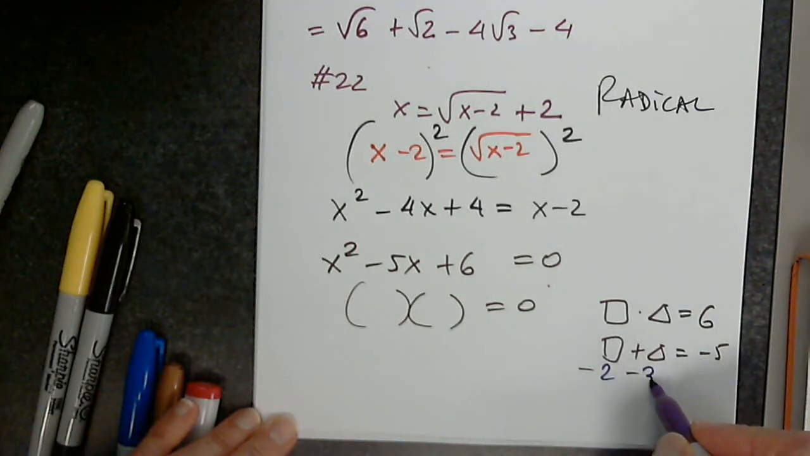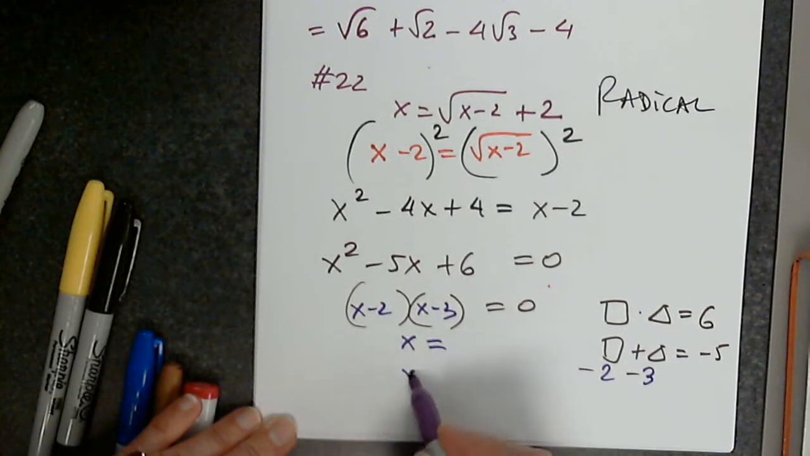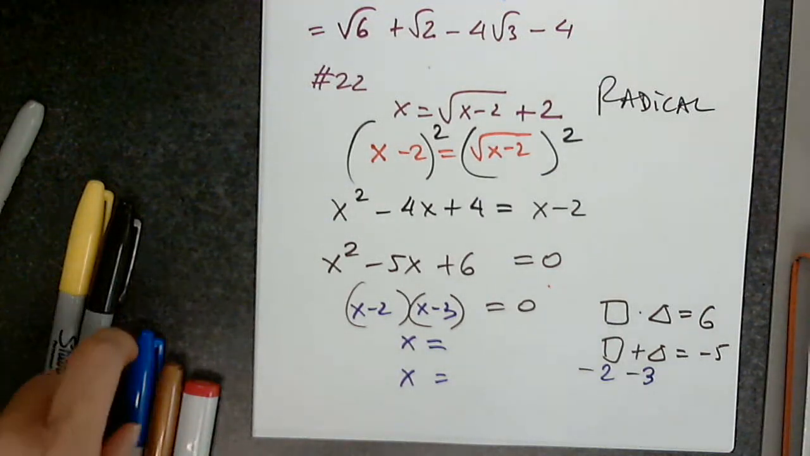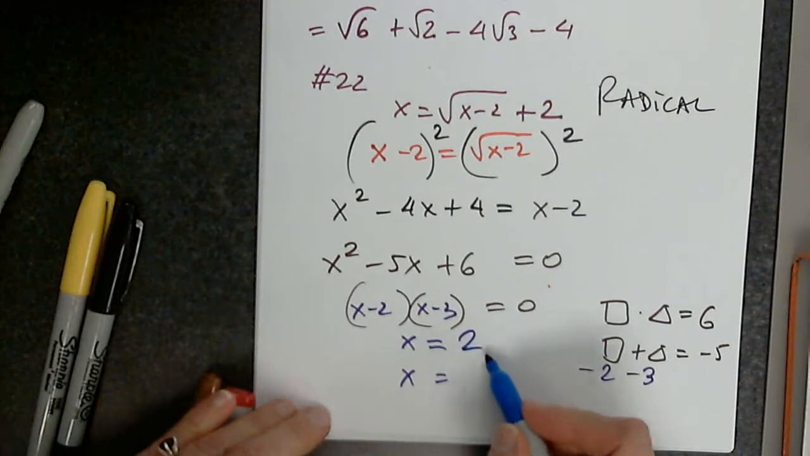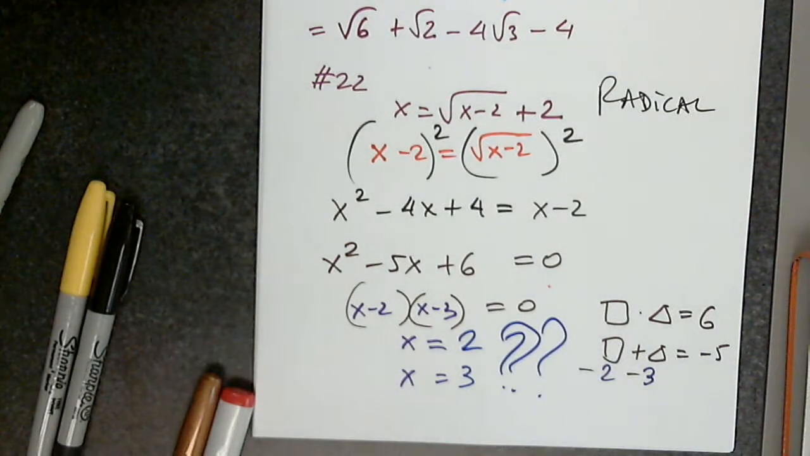Yes, negative 2 and negative 3. So x minus 2 and x minus 3. So what are the options? We're applying the zero product principle. What will be the answers here? Exactly. But remember, they come with a huge question mark.